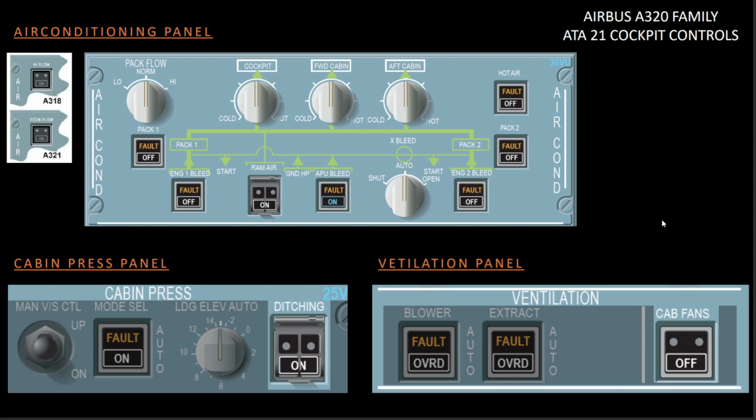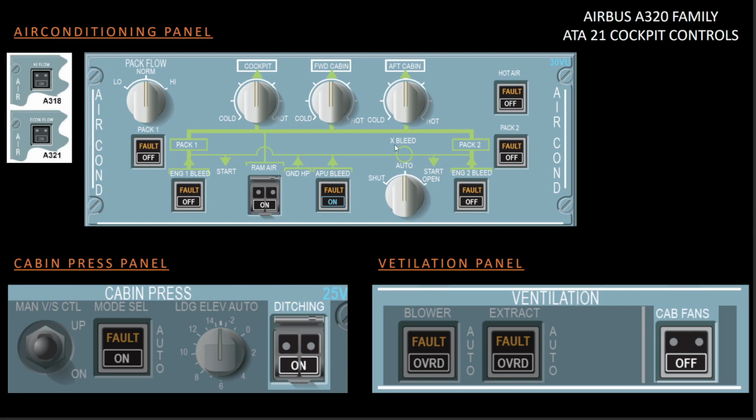Okay, now we'll try to identify the components which you will find in the cockpit. In other words, the controls you need to know when it comes to the air conditioning system of the Airbus A320 family. First of all, I'll quickly go through each and every panel and introduce you to the push buttons and rotary switches. Then I'll describe the function of each push button and controller.